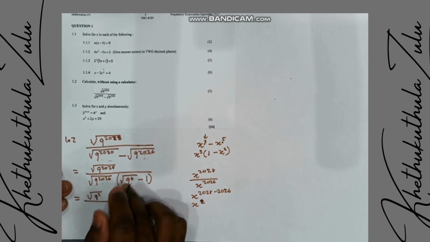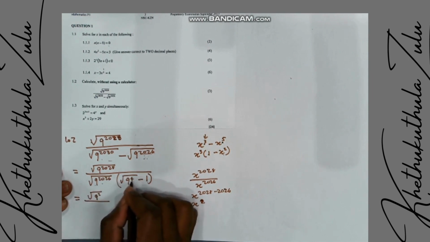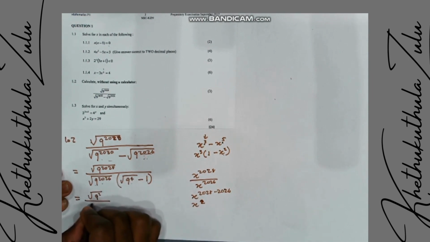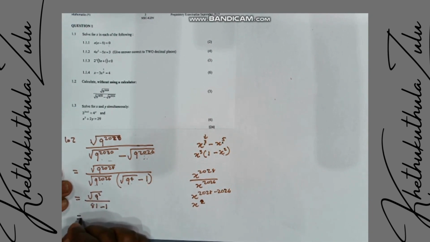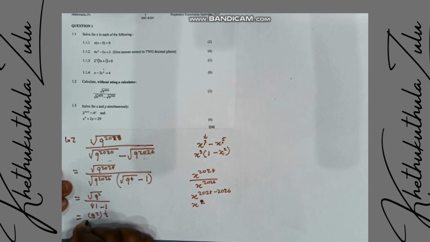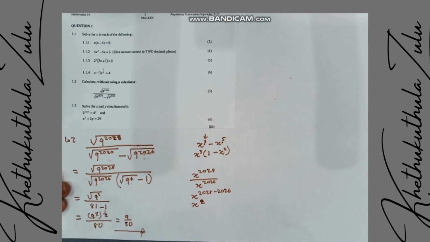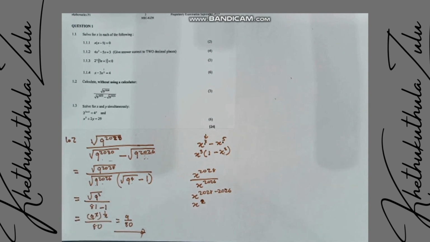What is 9 root 4? 9 root of 9 4, which is going to be what? 81 minus 1. Then here this root is just 9, 2 into 1 over 2. 81 minus 1 is just 80. Then this cancels this, it is just 9 over 80. I hope I managed to explain it well. I hope you did understand it.